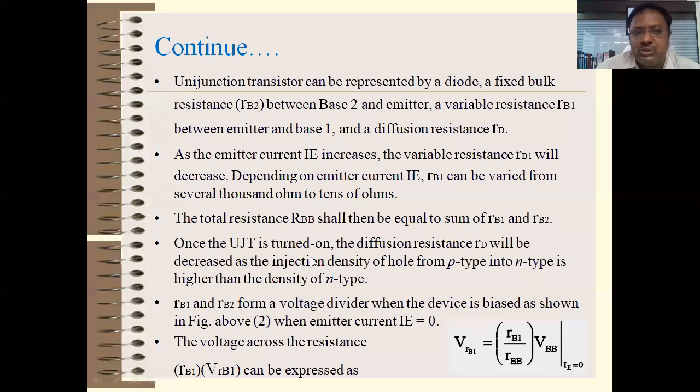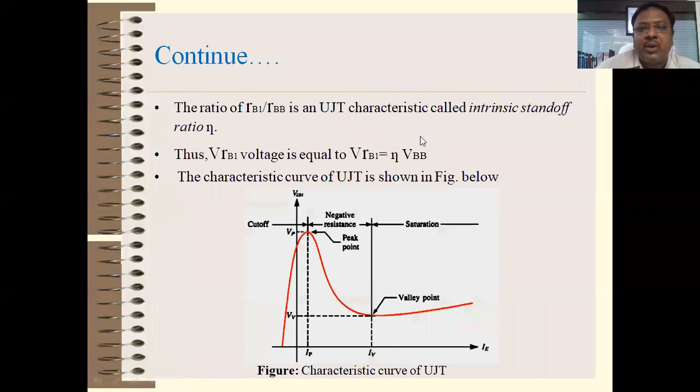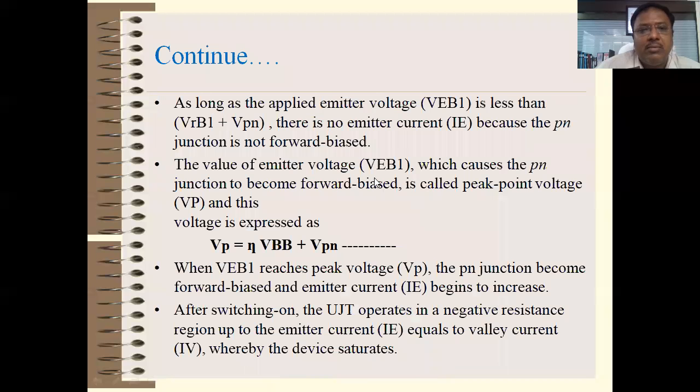So I'll share the notes of the same, maybe after this lecture, so that you can read the theoretical part in detail. Okay, but the voltage required to turn on the device is equal to VRB1 plus VPN. See here, in this particular slide, as long as the applied emitter voltage VB1 is less than VRB1 plus VPN, there is no emitter current IE because the PN junction is not forward biased.